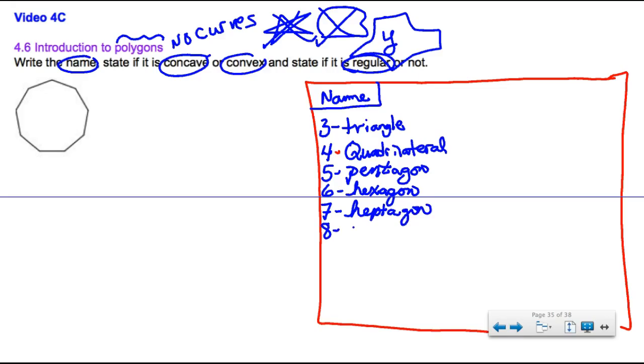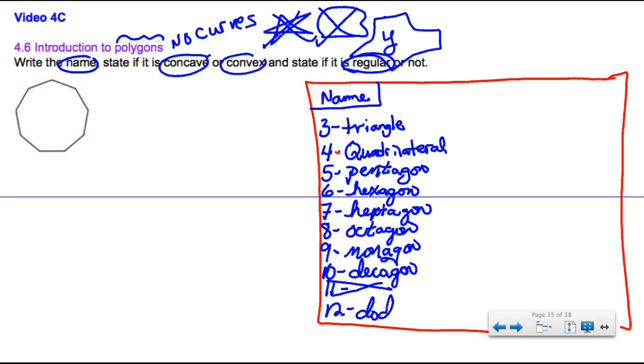Eight, that one you should know. That's like the stop sign. That's an octagon. Nine-sided is called a nonagon. Ten-sided is called a decagon. 11-sided, you don't need to know. Does have a name, but you don't need to know it. And last, a 12-sided is called a dodecagon. After that, 13, 14, 15, 21 sides. Some of them do get special names, but usually we just say if it has like 24 sides, we call it a 24 with the word gon after it. So, and we won't ask you that, so no need to worry about that.